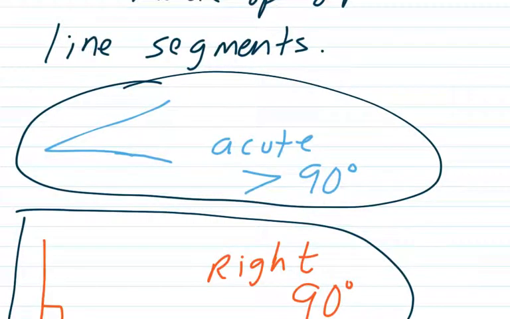So let's go through and let's review. Remember that polygons are made up of line segments.